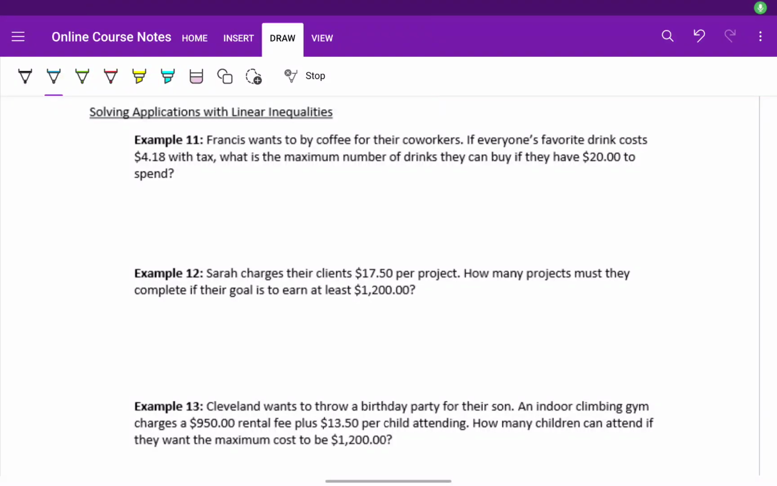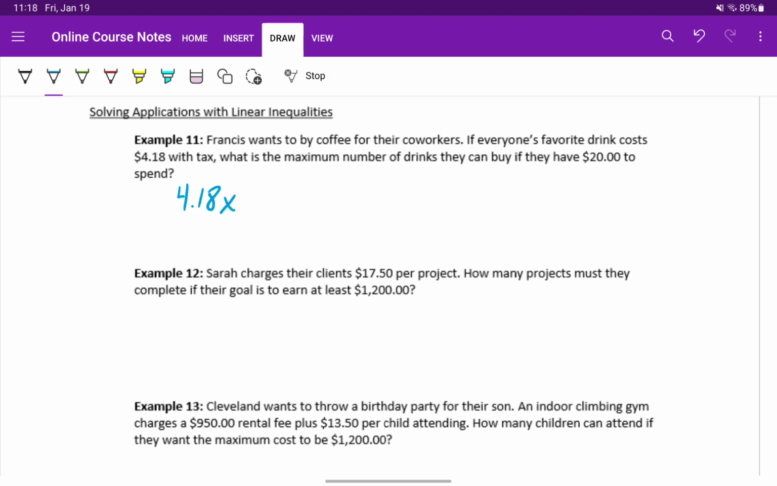Now we can start to look at applying these problem-solving strategies to some application problems. In example 11, Francis wants to buy coffee for their coworkers. If everyone's favorite drink costs $4.18 with tax, what is the maximum number of drinks they can buy if they have $20 to spend? So we know that drinks cost $4.18, and the question is, how many can they buy?